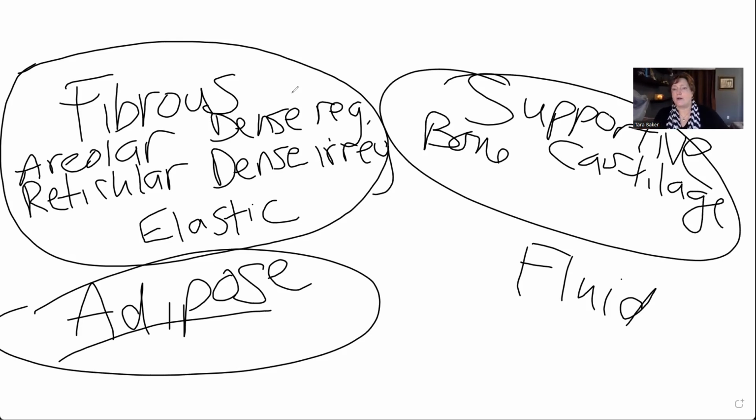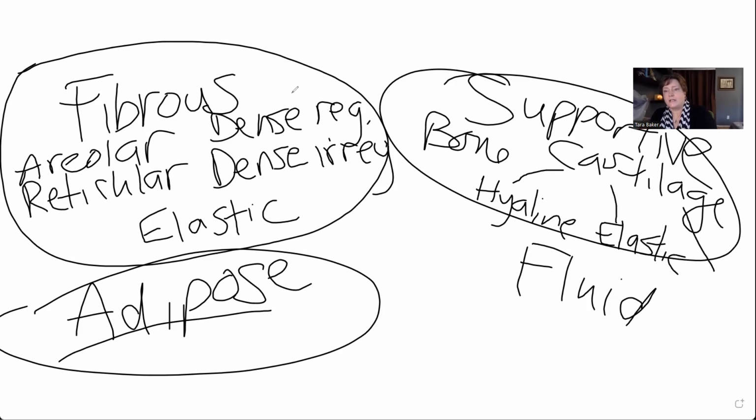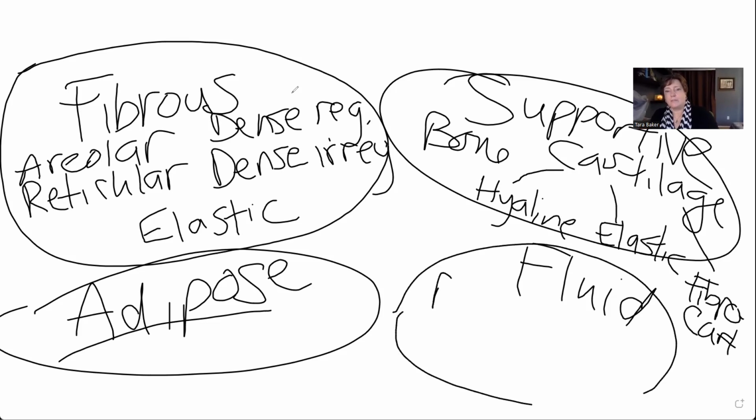Within the cartilage, there are 3 different specific types of cartilage. There is hyaline cartilage. There is elastic cartilage. And there is fibrocartilage. And then within the fluids, there is blood and another fluid called lymph.